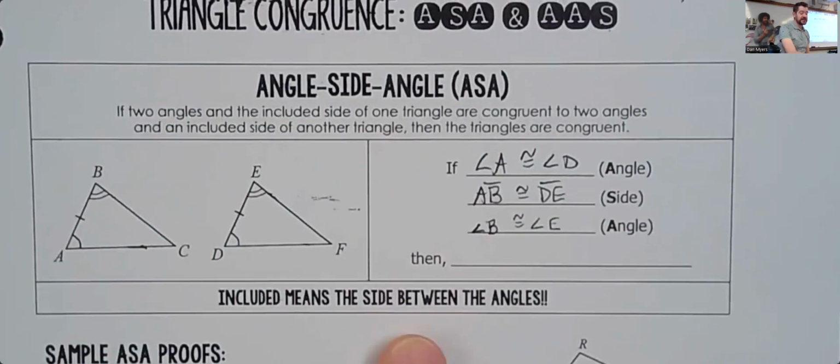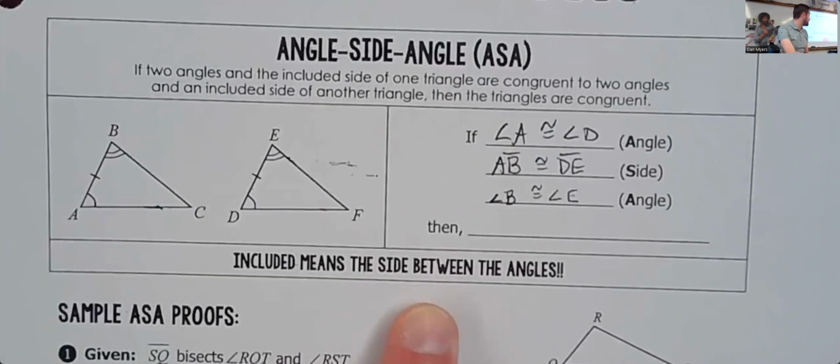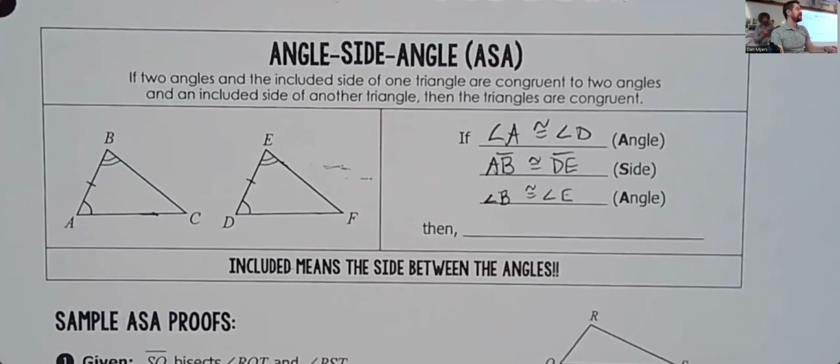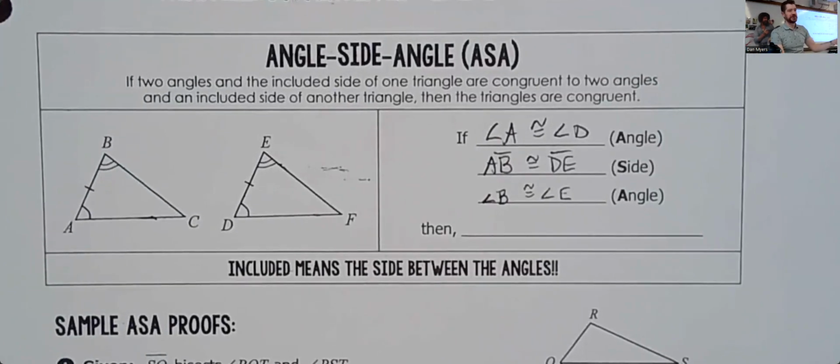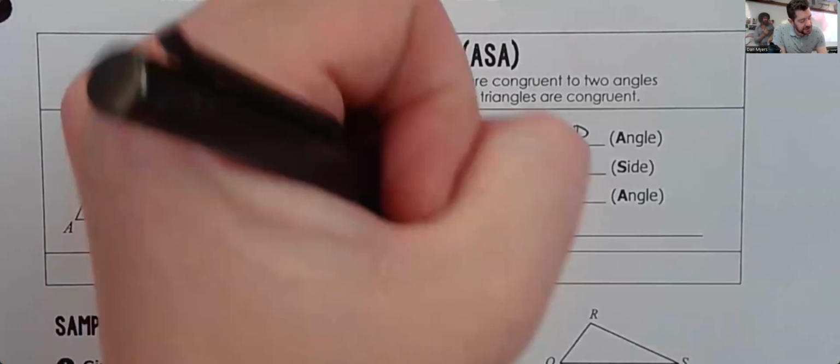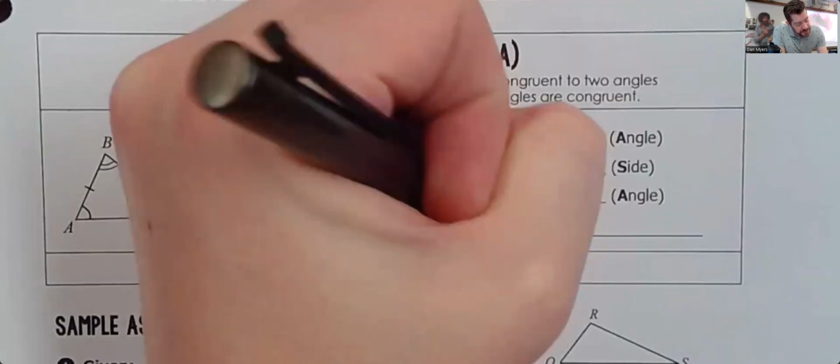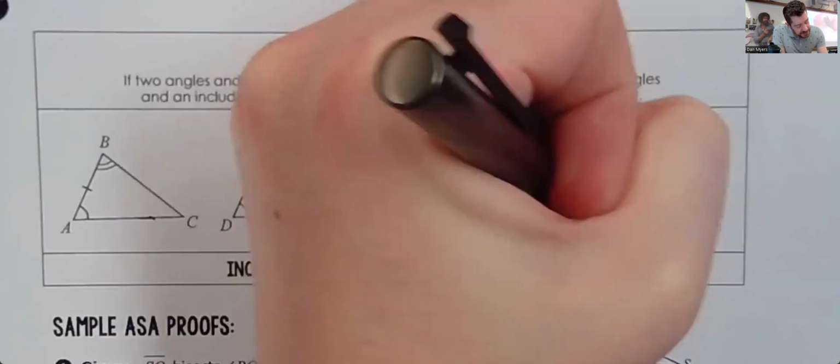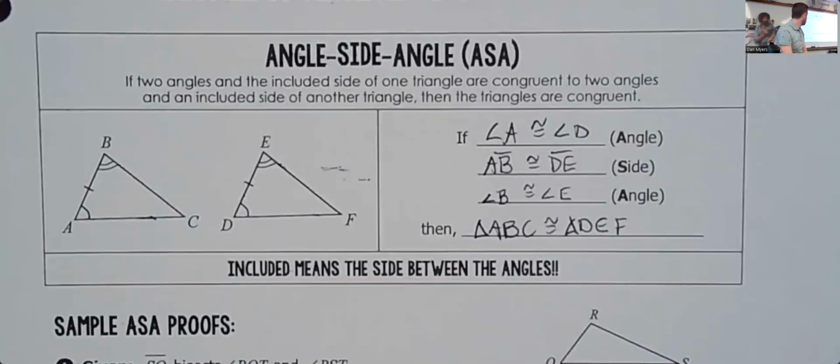Again, included means between the two other things. So this time the included side means the side in between the angles, as opposed to yesterday when we had the angle in between the sides. So we're going to say triangle ABC is congruent to triangle DEF. So the results of all of these are the same. You get congruent triangles. But if you have the different parts being congruent, you can end up writing your statements.